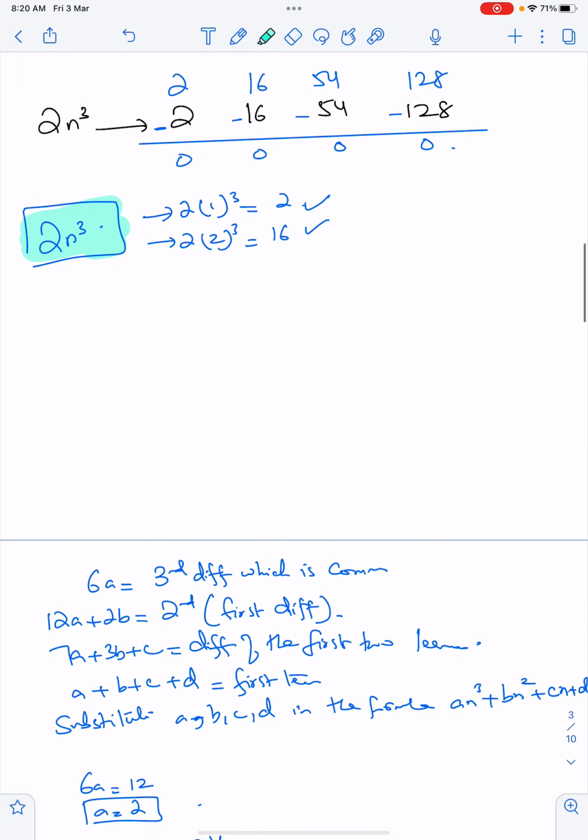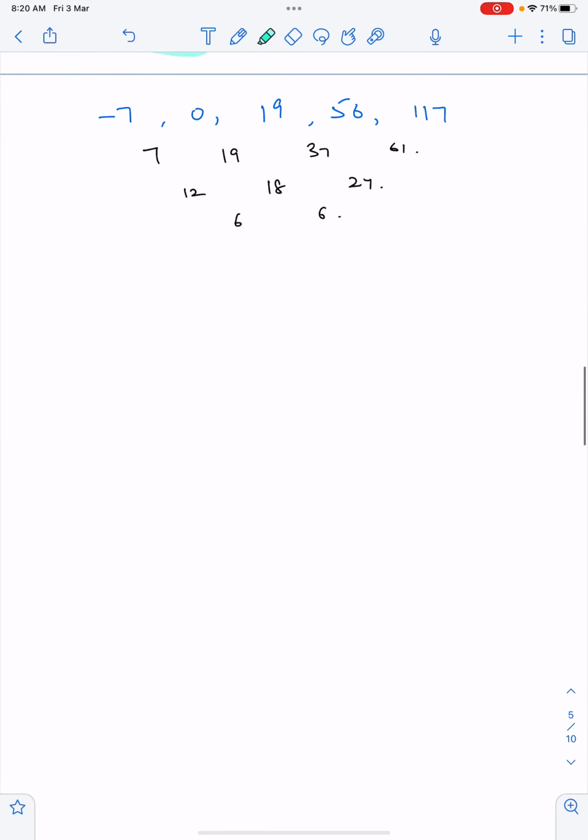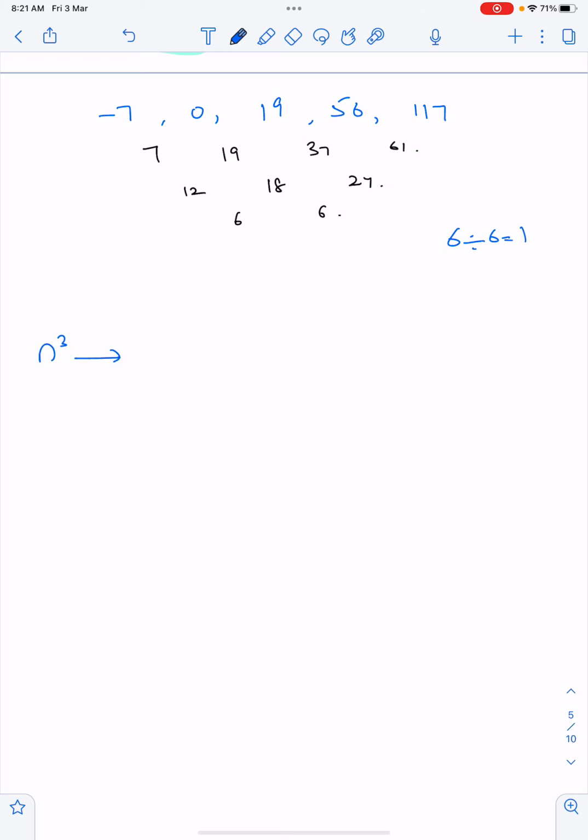Either you use the formula or use this method, you will get the same answer. Now this is another sequence. If you notice, I've found out the differences, and the third difference is common, which is 6. So we will divide 6 by 6 and we get 1. So we're going to write n cube here and substitute n as 1, we get 1.